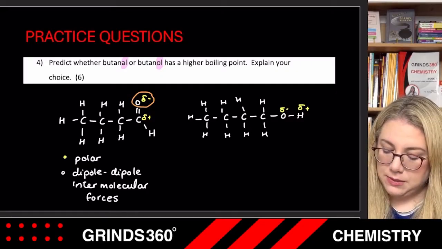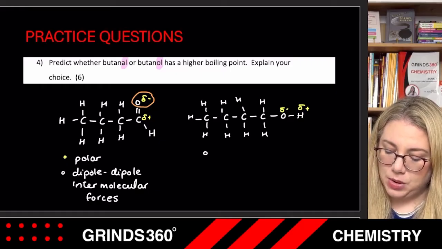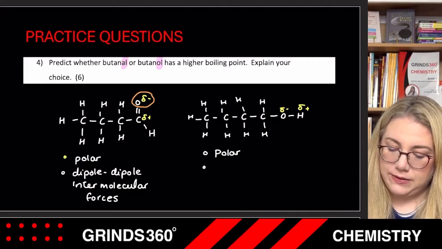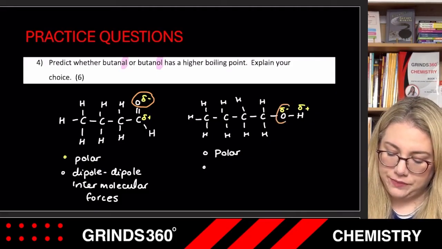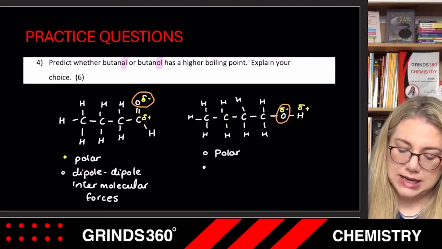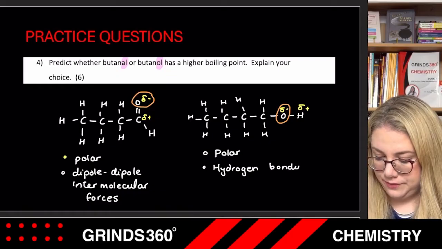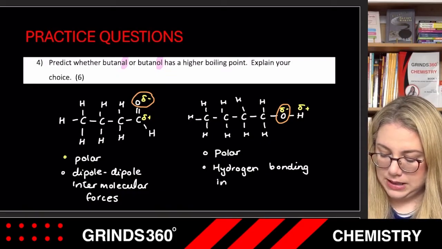Perfect. Now we do the same for the alcohol. Is it polar? Is it non-polar? It's polar. Does it have an oxygen, nitrogen, or fluorine? It has an oxygen. Is there a hydrogen attached to that oxygen? Yes. So the alcohol has hydrogen bonding as the intermolecular force.